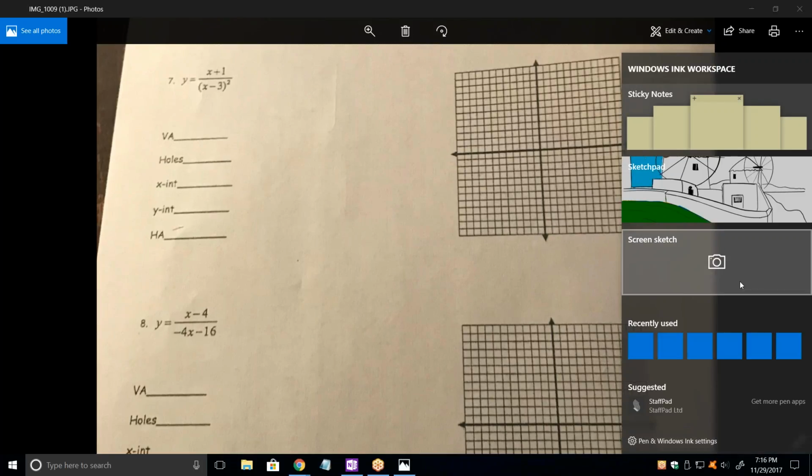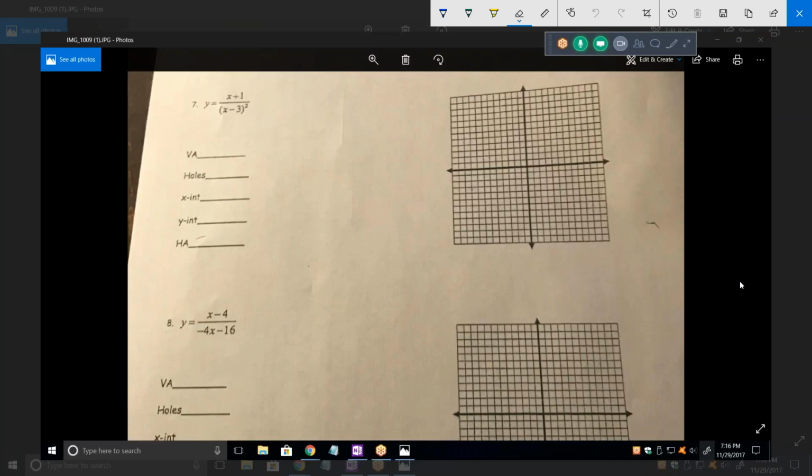Where's the vertical asymptote here? The vertical asymptote would be 3. Okay. It's actually x equal 3. X equals 3, yeah. In other words, an asymptote is a line. It's not a point. Right. So you have to define it as a line.